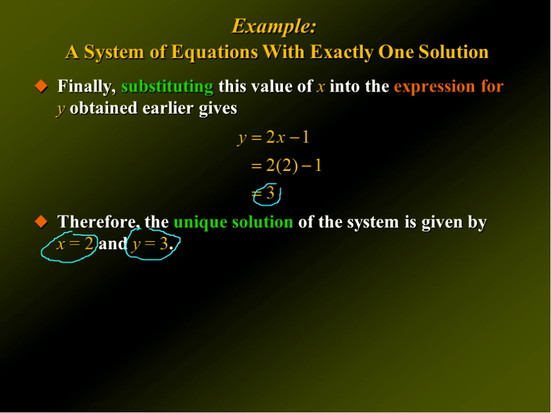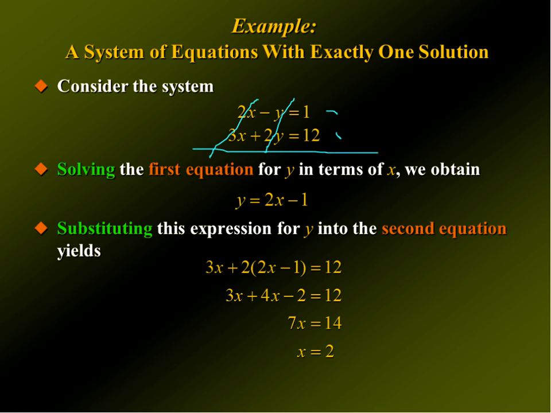For example, we obtained these two values, x equals 2 and y equals 3, as the solutions of these equations: 2x minus y equals 1 and 3x plus 2y equals 12. Then if someone says, just tell me geometrically how we can see these are the solutions.